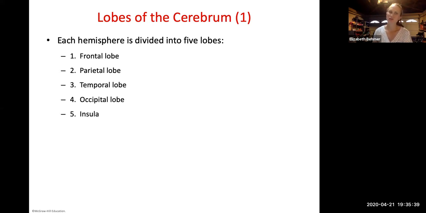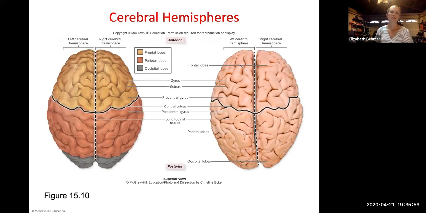The lobes of the cerebrum, though: each hemisphere is divided into 5 distinct lobes, which I talked a little bit about. We're going to go through these lobes. You should know what occurs in each lobe, and I take you through questions 10 to 13, questions about the lobes of the brain. So here you can see the longitudinal fissure separating the left cerebral hemisphere from the right cerebral hemisphere. And you can see the lobes of the brain on the left side of the screen: the frontal lobe, the parietal lobe, and the occipital lobe.